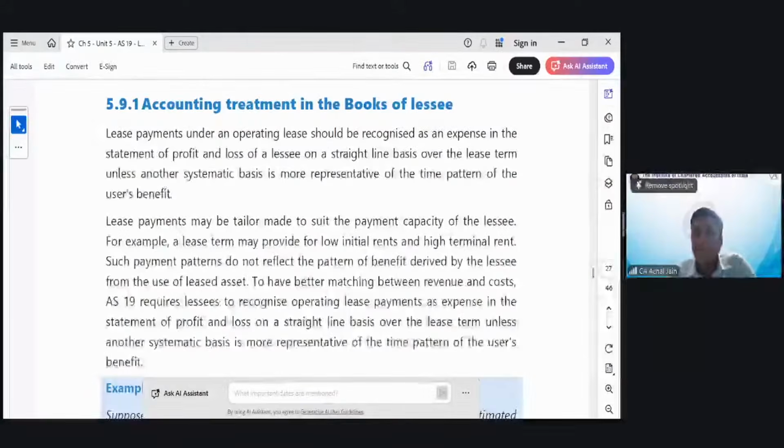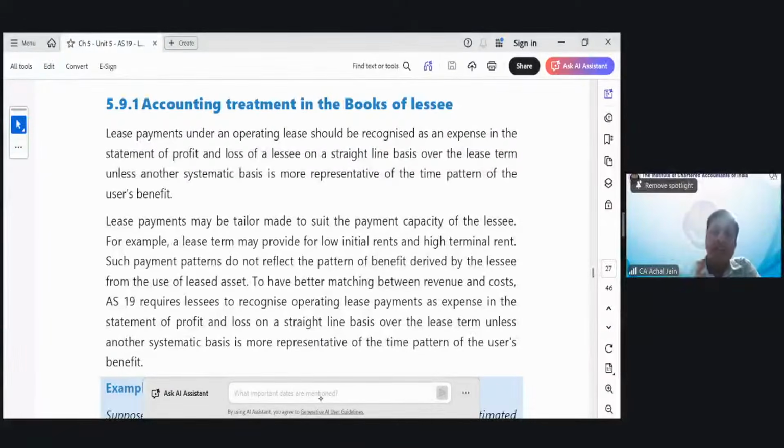So let's look at this. Sir, I have one query. Is there any chance that a finance lease might slowly get converted into an operating lease, with fulfilling all the conditions?